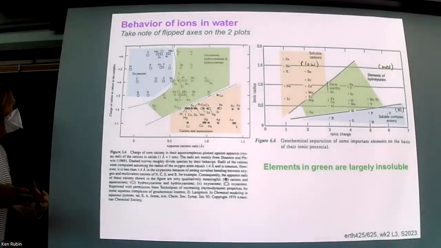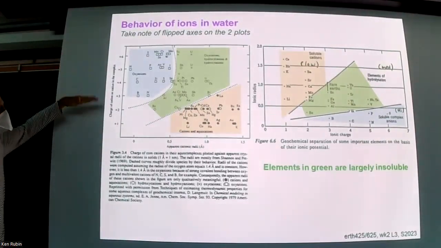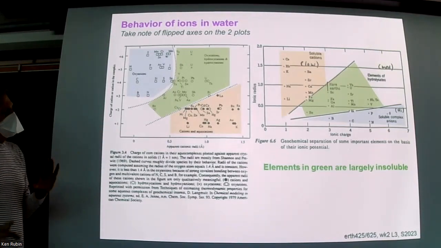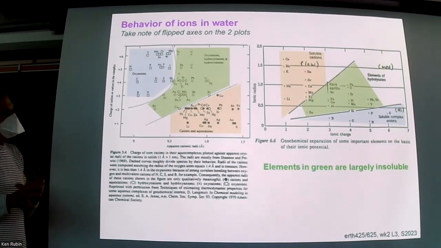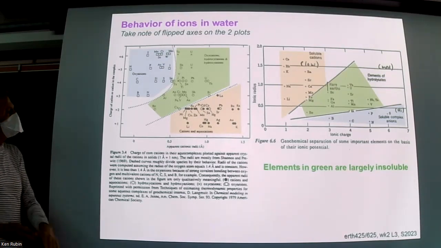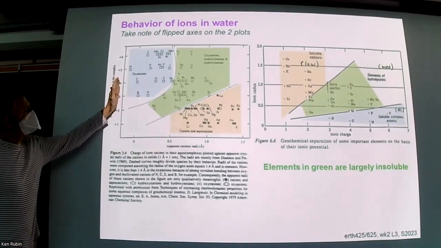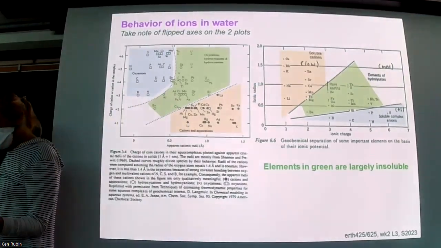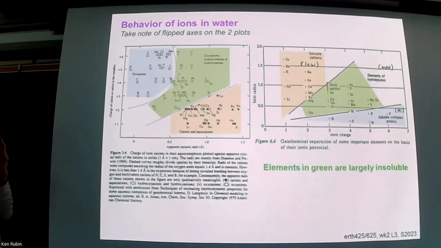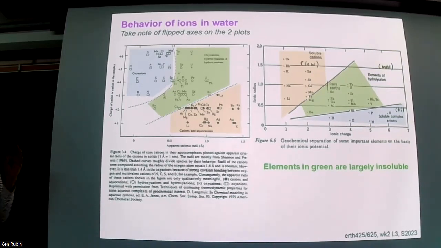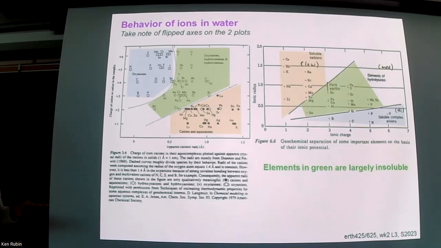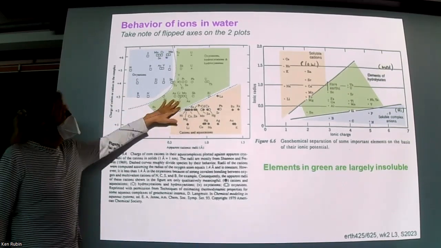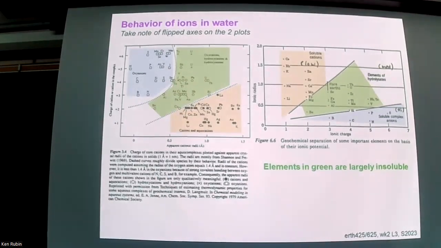So these are plots of the charge versus the radius of the ion. I've given you two different charts because they show slightly different things, but it's important to note that the axes are flipped. So we've got radius, charge, and over here we've got charge and radius. The important thing to note is that the field in green, the ones that are intermediate in terms of these two parameters, are the very insoluble chemical elements in the periodic chart. And they're the ones that are in here in the center.